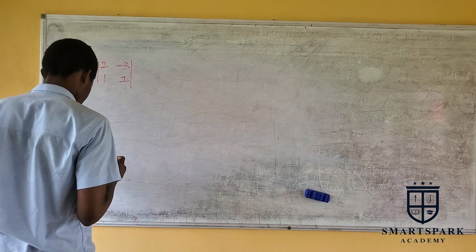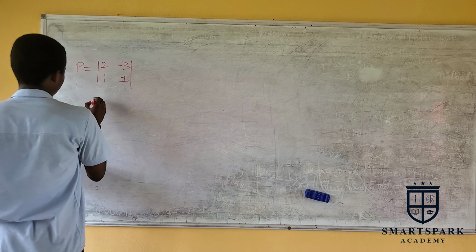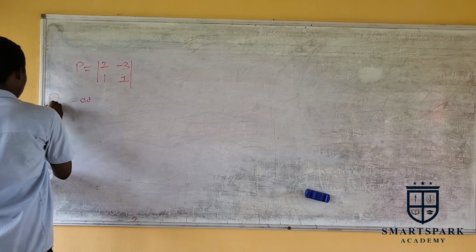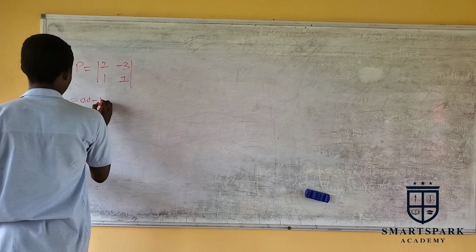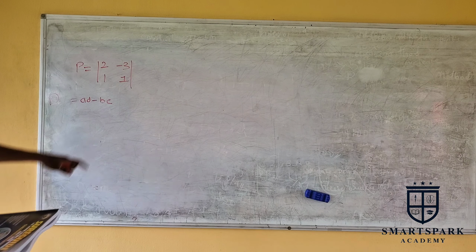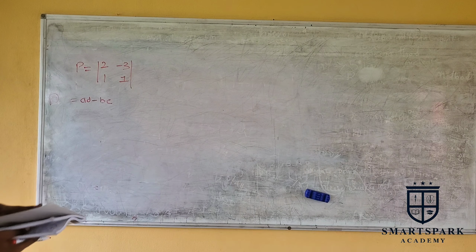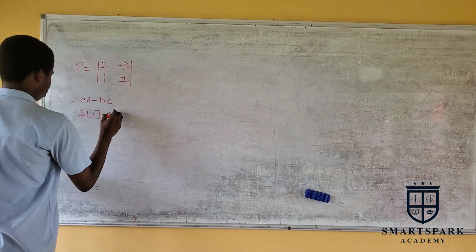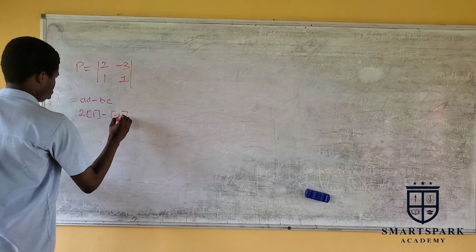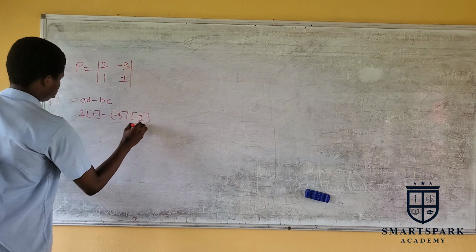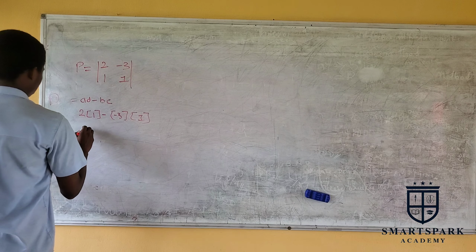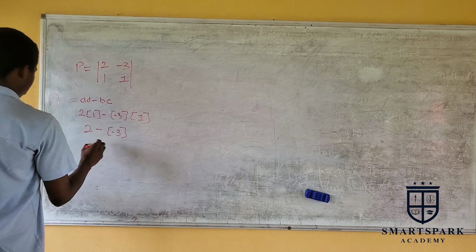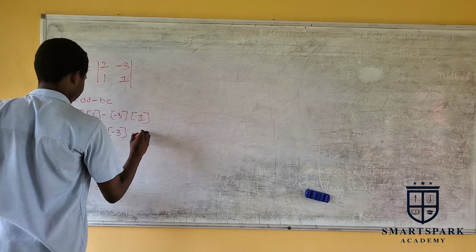So now, firstly, we are going to find the determinant of the matrix. D is equal to AD minus BC. So we know from looking at this A, B, C, and D, this is 2 times 1 minus 3 times 1. This is 2 minus 3. So minus is plus, which gives us 2 plus 3, which is 5.